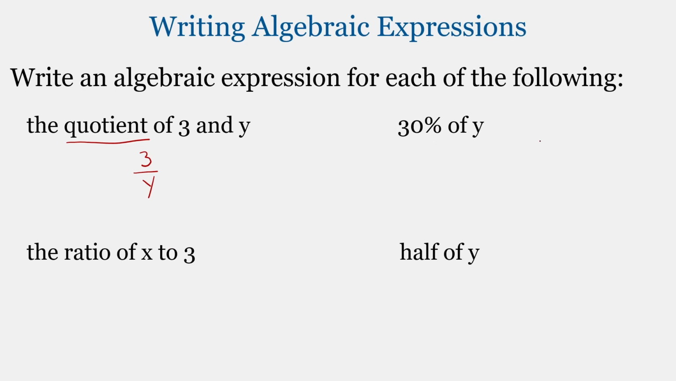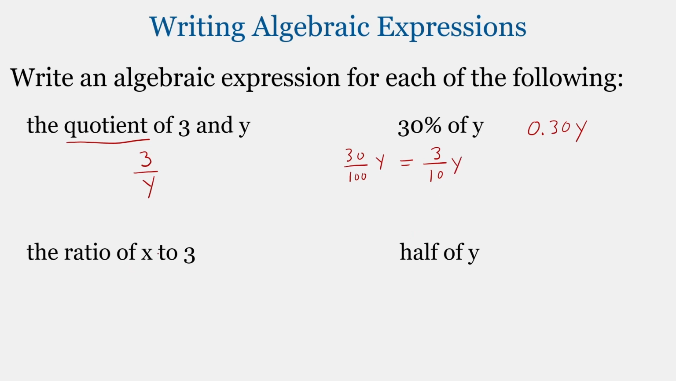30% of y. Again, we could write this as a decimal. This would be multiplication. 30% is 0.30 y. Or we could write this as a fraction. So 30% is 30 over 100. 30 over 100 y. We can simplify that down. 10 goes into both of these numbers. 10 goes into 30 3 times. And 10 goes into 100 10 times. So 3/10 y.